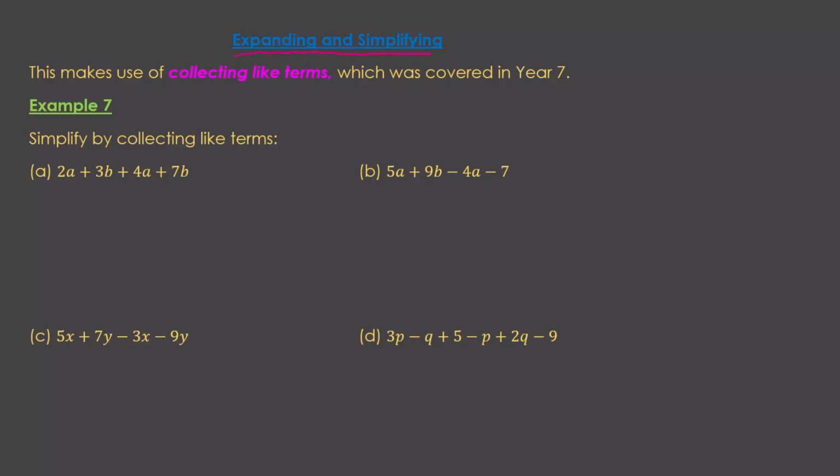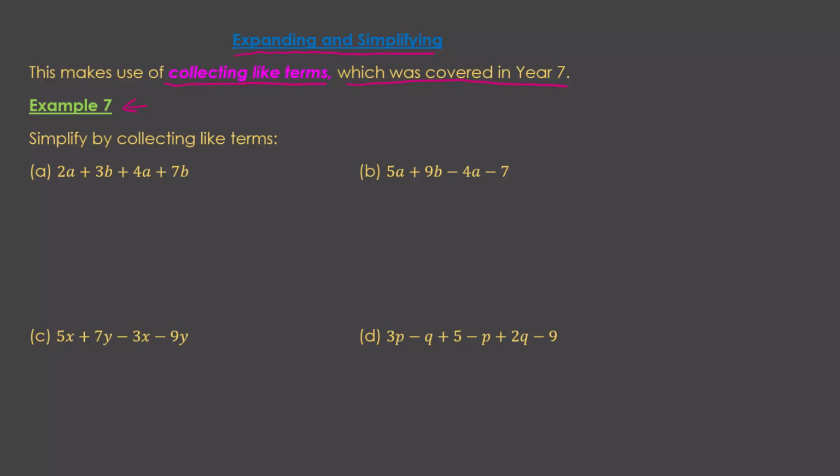Expanding and simplifying. This makes use of collecting like terms, which was covered in Year 7. But we've got an example here to help us remember how to do this. So if we look at part A, I've got 2a plus 3b plus 4a plus 7b.